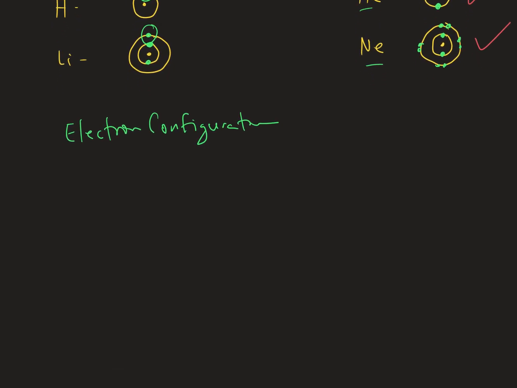All right, so the electron configuration for hydrogen is going to be 1s2. Now this is just a code.